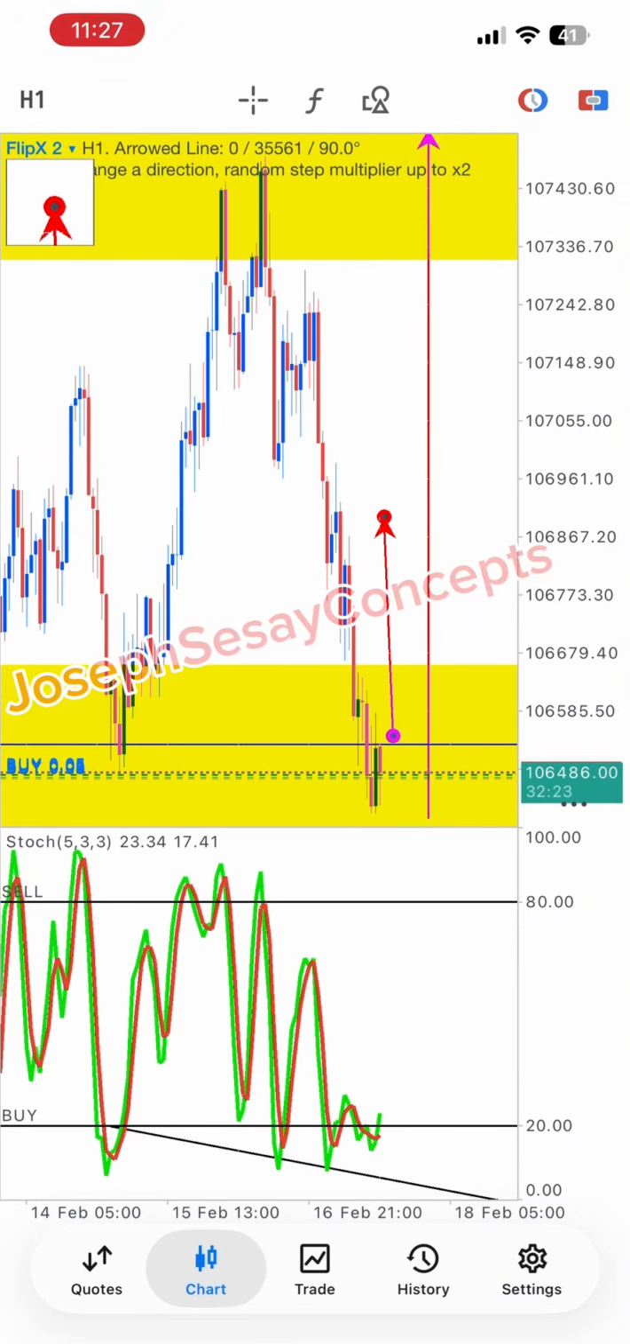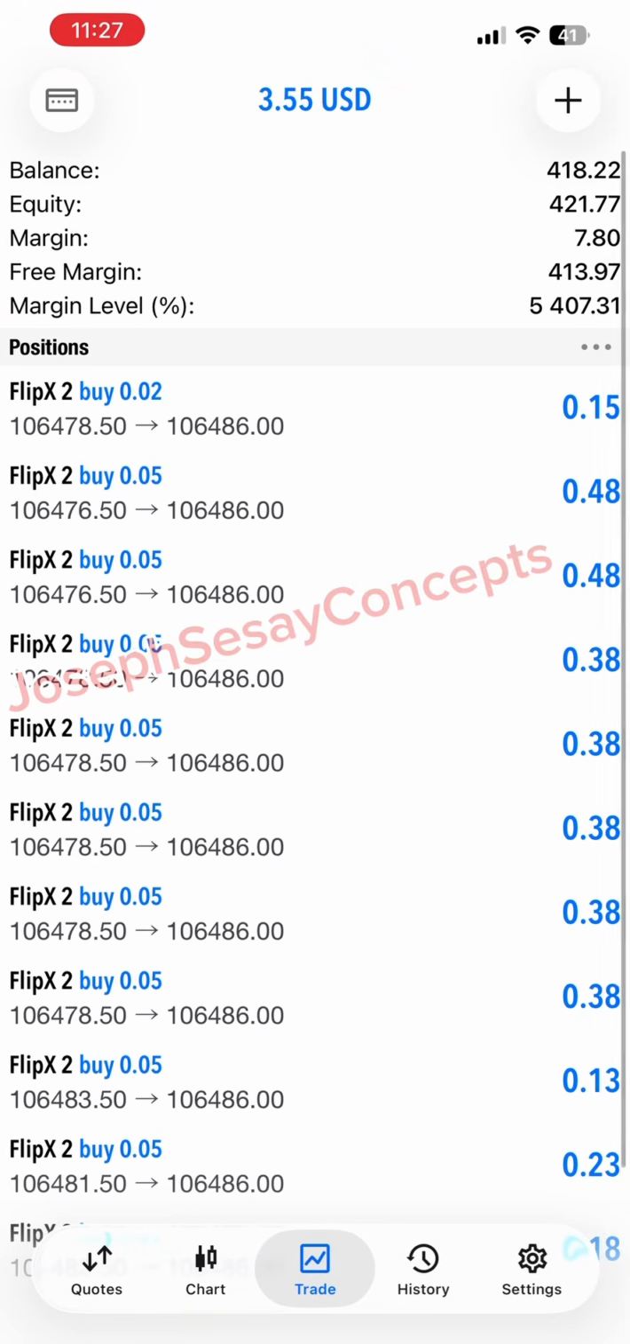If price breaks this black line, then it's going to skyrocket. Doing videos like this, trust me, makes me happy. So this is the account. Let's see a few moments later.